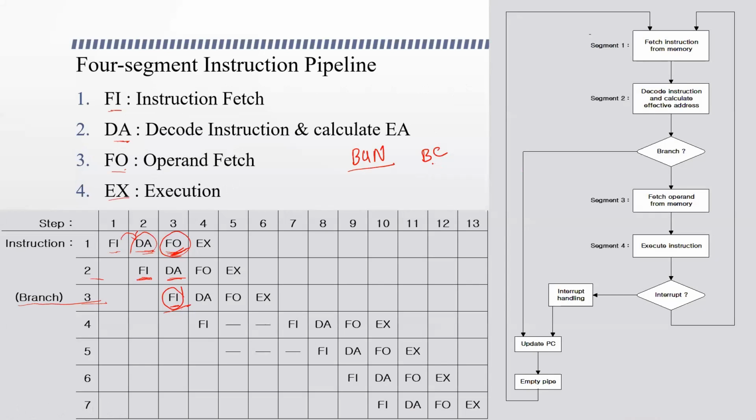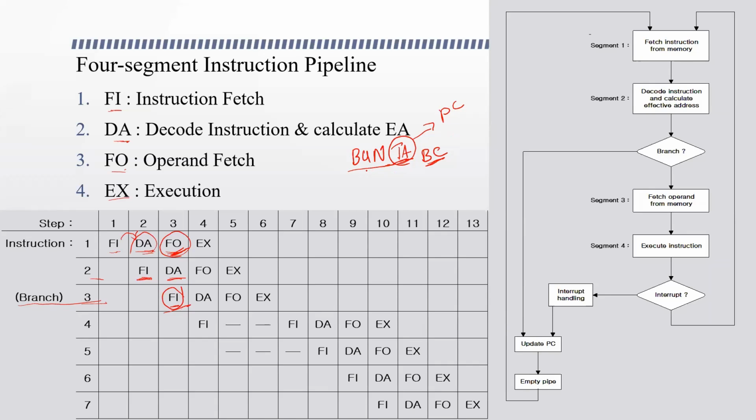BC is branch if carry. It is a conditional instruction. BUN is an unconditional instruction. When this instruction is given with the address, BUN followed by the branching address, we call it the target address, let's say TA. So branching will be done to the target address. This address will be loaded into PC so that the instruction at this location, the target address, can be executed.